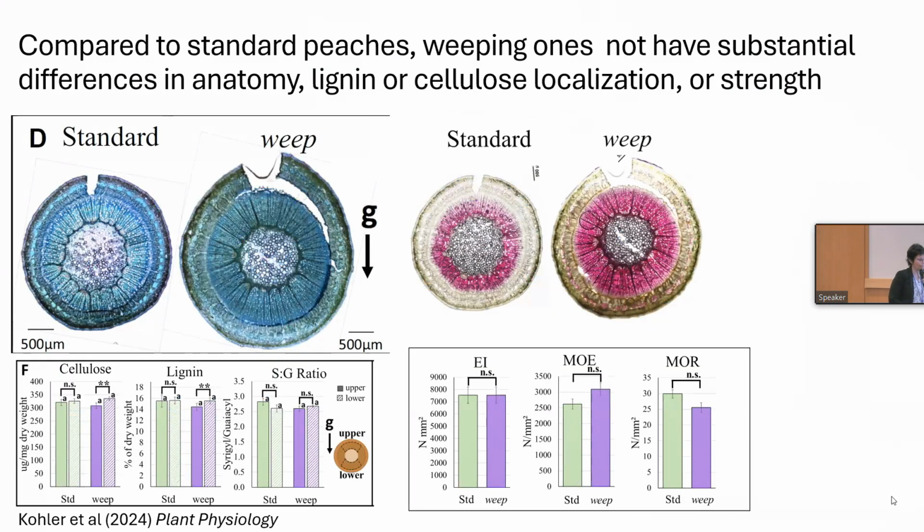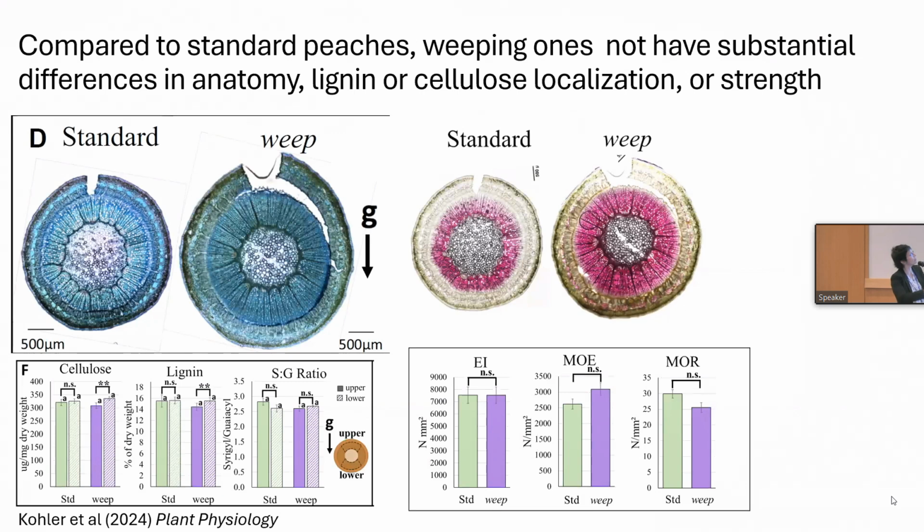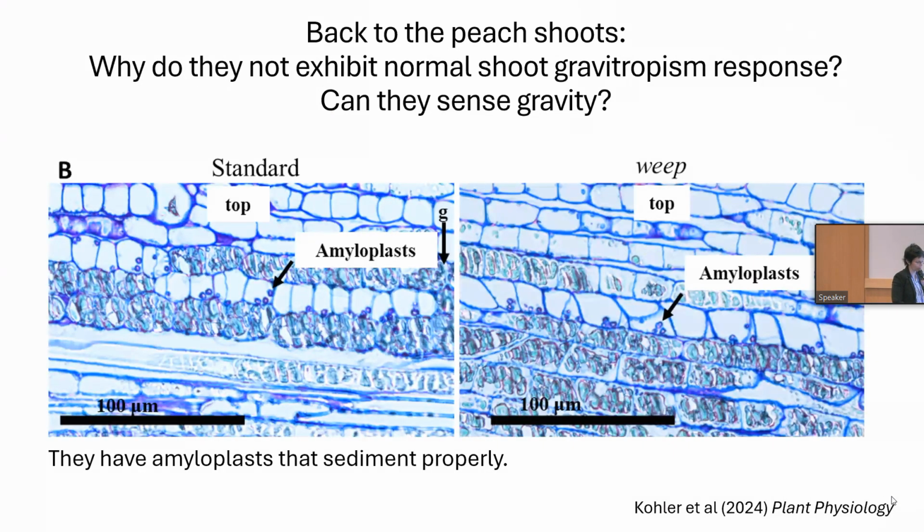We also looked at basic anatomy because you can't have a certain structure without changing internal structures, without changing cells. There was no big difference in anatomy. There were no differences in lignin or cellulose localization. We were thinking maybe they're reversed. There was nothing obvious, or with a biochemical assay. And there also weren't strength differences. So they're not weeping because they're weaker, and you could actually see that a few slides back when we flipped the tree back up.